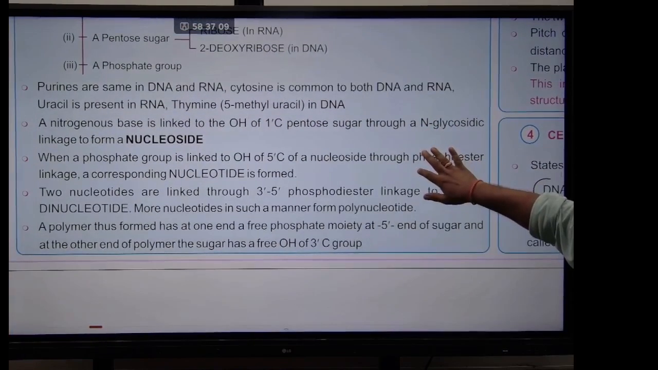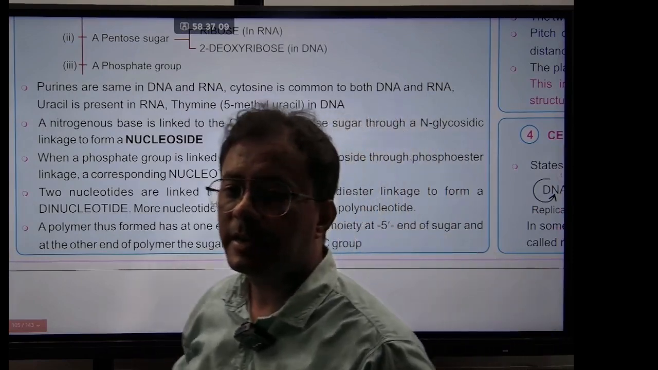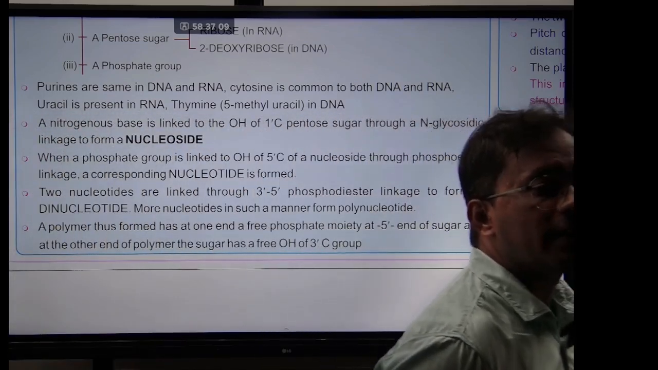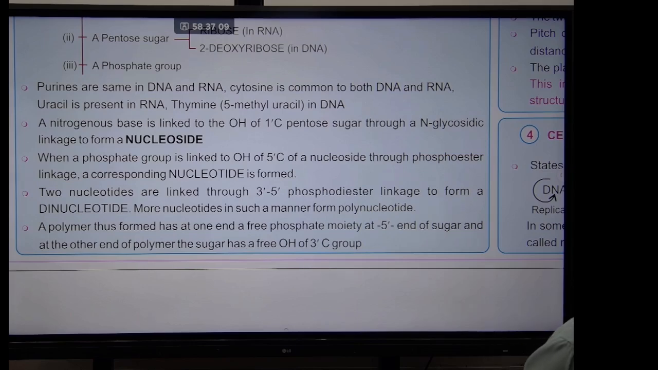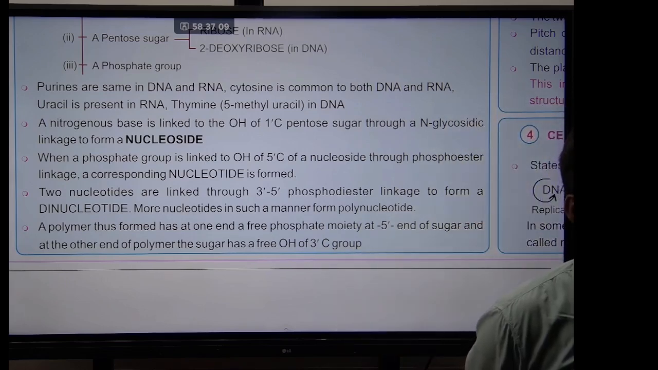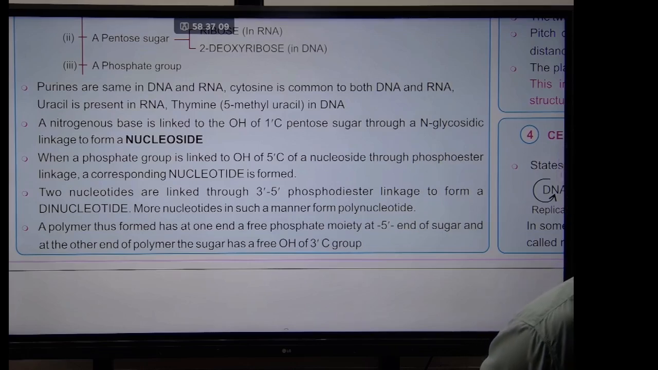You see, cytosine is common to both DNA and RNA. What is the difference in the nitrogenous bases between RNA and DNA? DNA contains adenine, thymine, guanine and cytosine, whereas RNA contains adenine, guanine, cytosine and uracil. That's the difference. What's the other difference you can say between DNA and RNA? DNA is mostly double stranded, RNA is single stranded, correct?